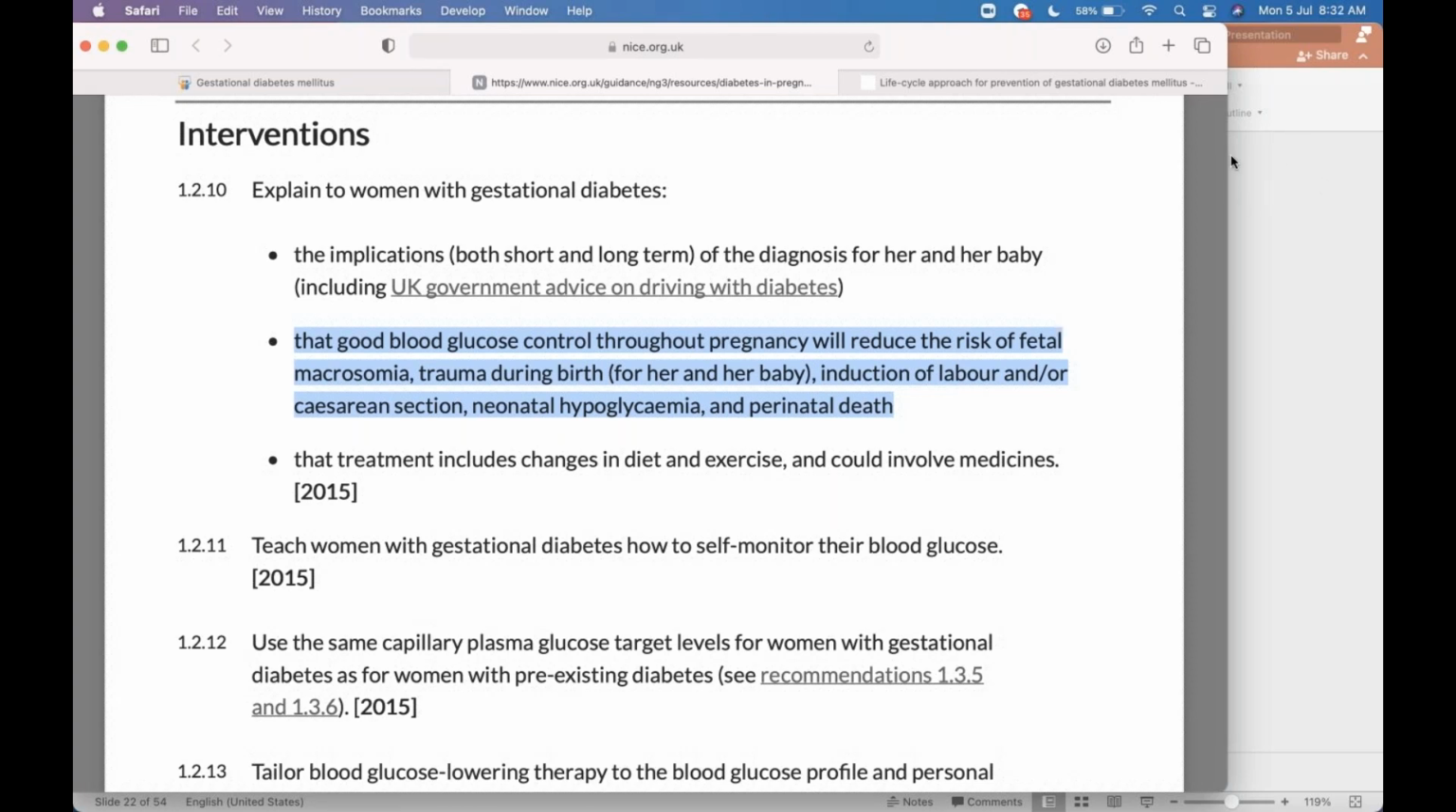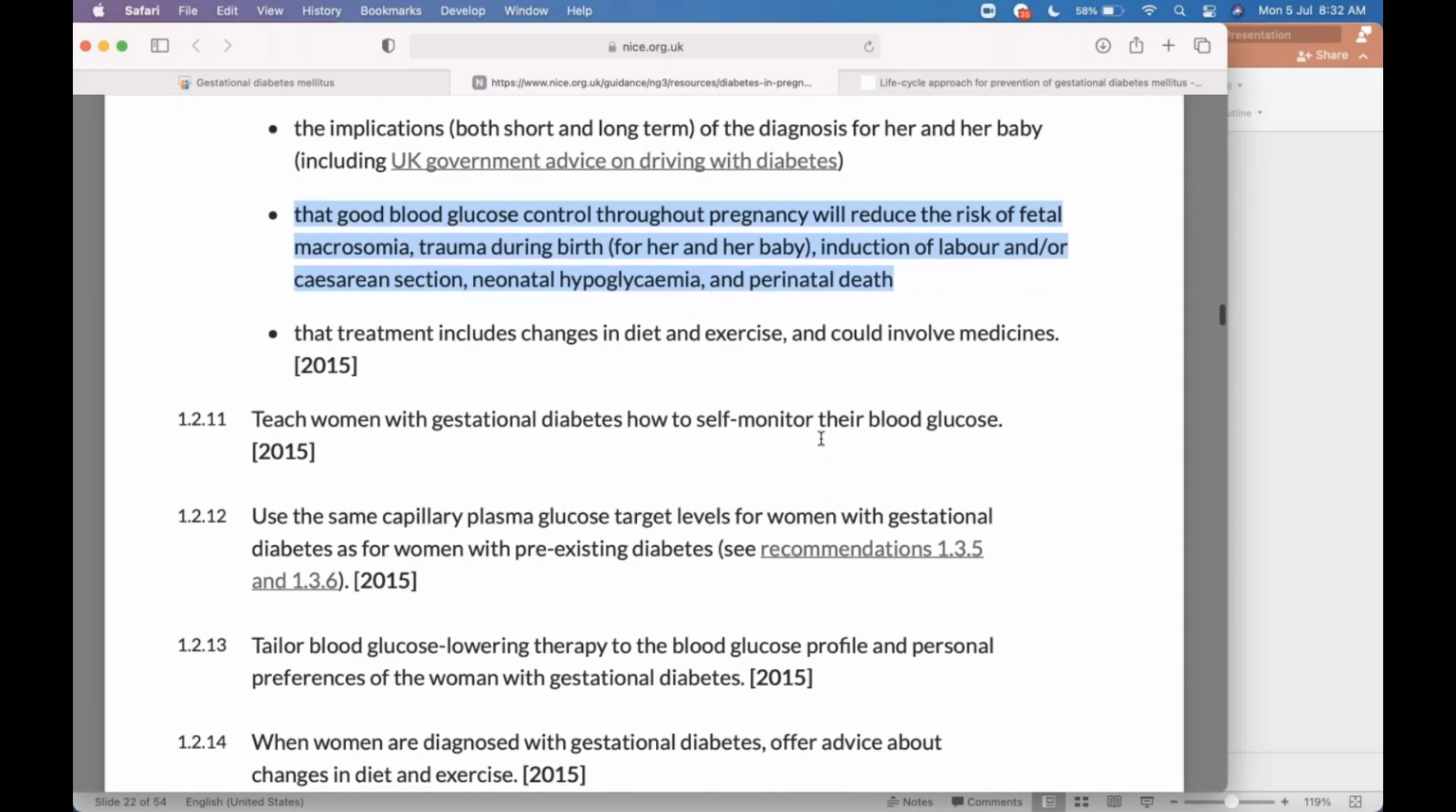She will ask you, madam, if it goes a little up or down, is that okay? She brings you these records which are like haywire, and she's having glucose postprandially 160, 170, fasting is 120, 130. So you will have to tell her that good glucose control will help to reduce fetal macrosomia and trauma during birth for her baby. There will be decreased induction of labor, decreased chances of cesarean section, decreased neonatal hypoglycemia, and decreased perinatal death. These are all increased if the mother's sugar values are haywire.